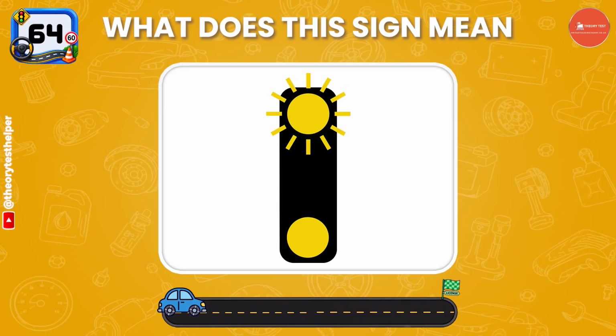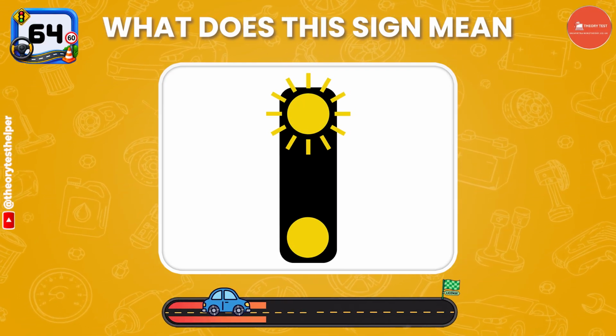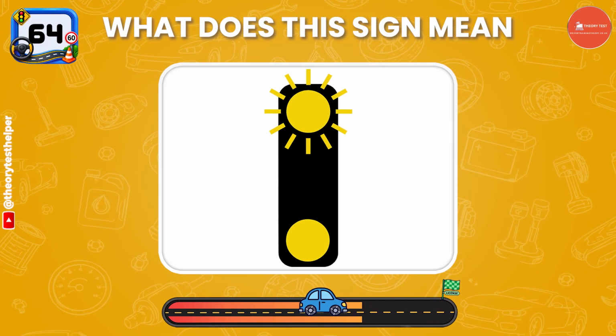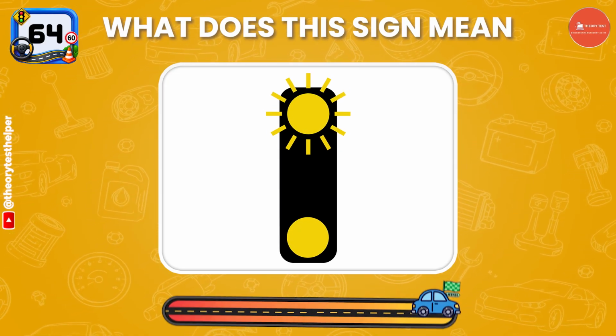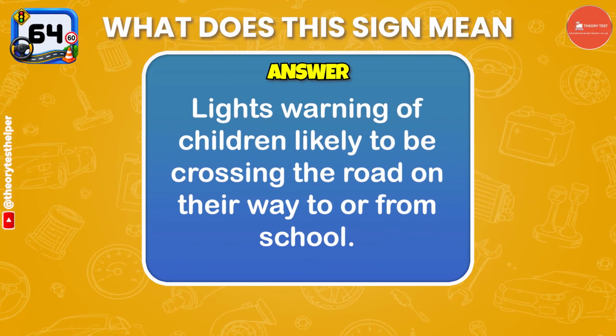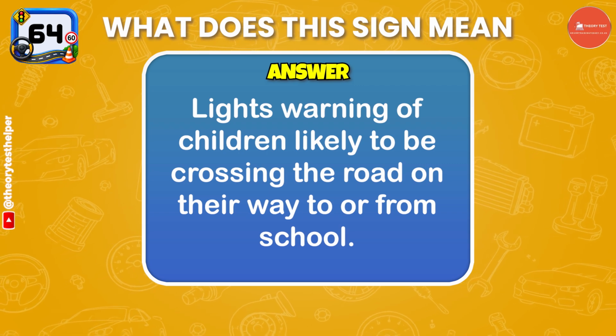What signals operate near school zones? Lights warning of children likely to be crossing the road on their way to or from school.